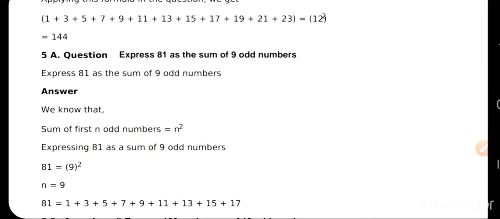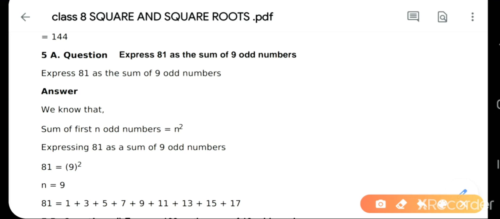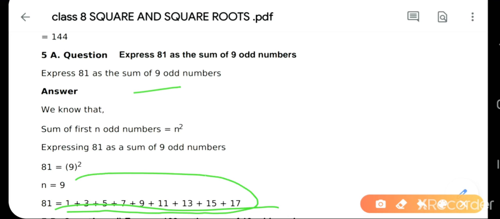Question number 5. Express 81 as the sum of 9 odd numbers. As in the previous question, this question will also be solved by you in the same way. We have to express 81 as the sum of 9 numbers. So we just need to keep writing consecutive odd numbers as it has been done here. Consecutive 9 odd numbers have been written, and the sum has become 81.